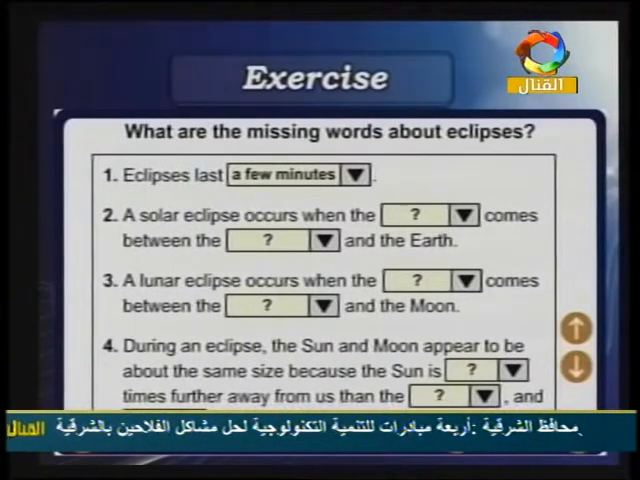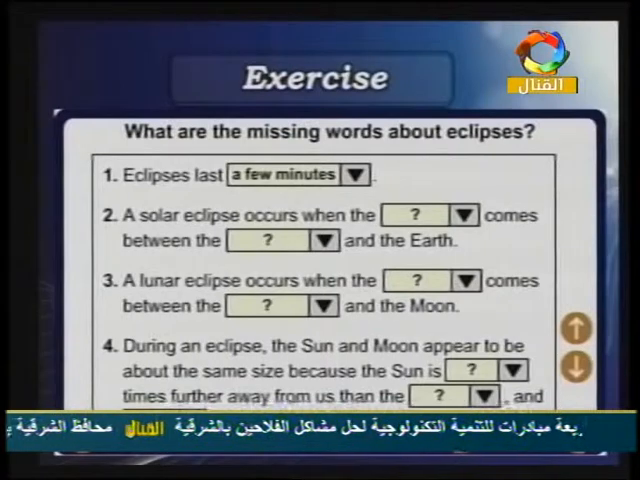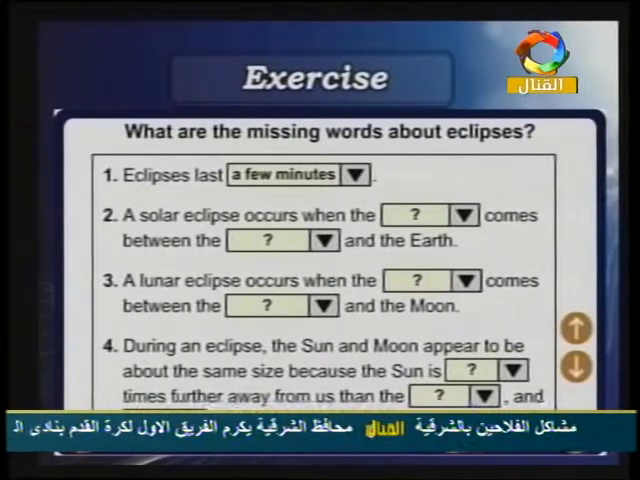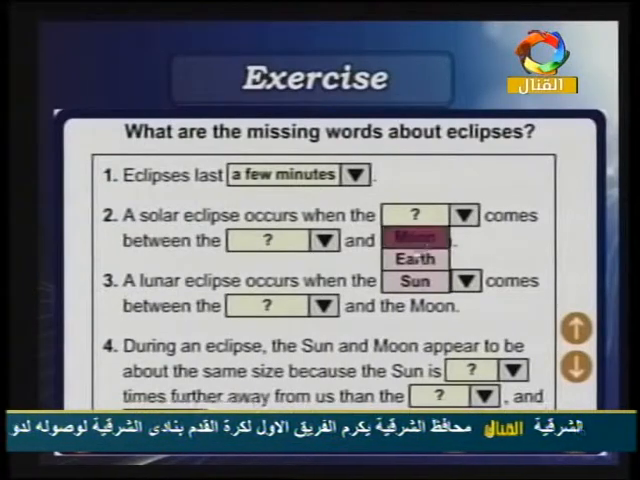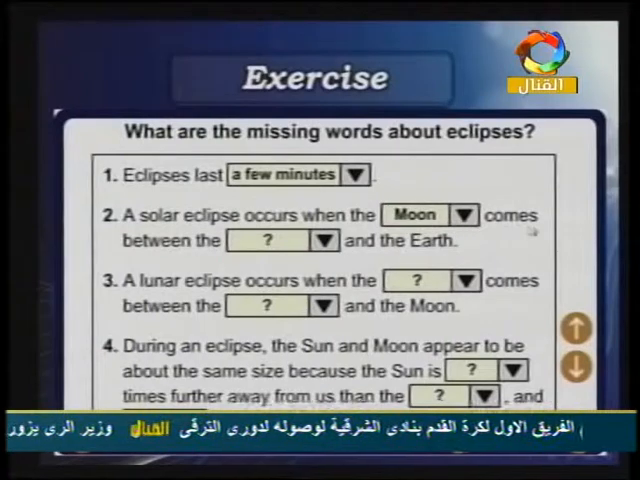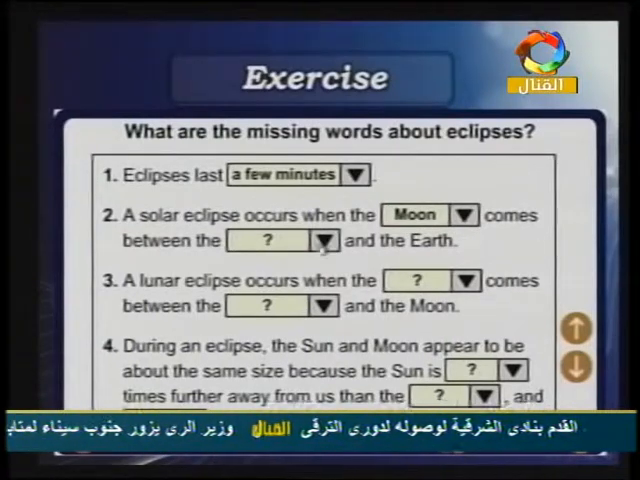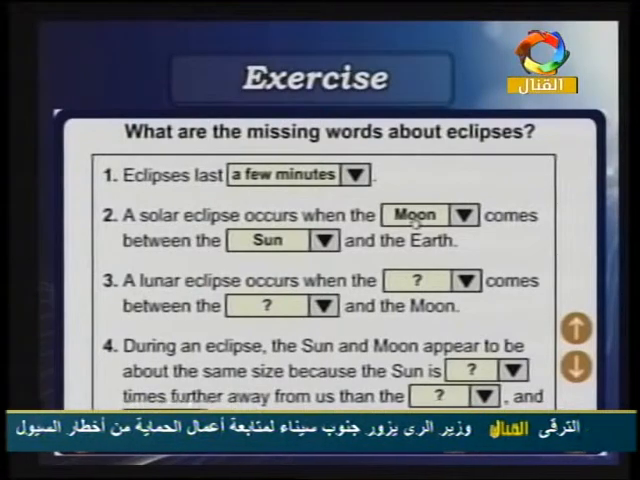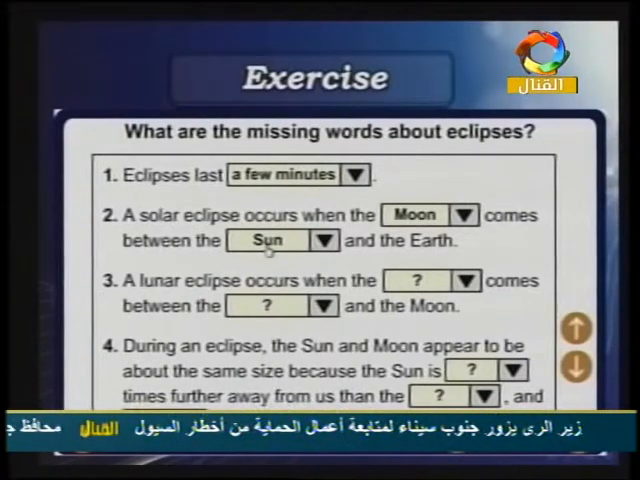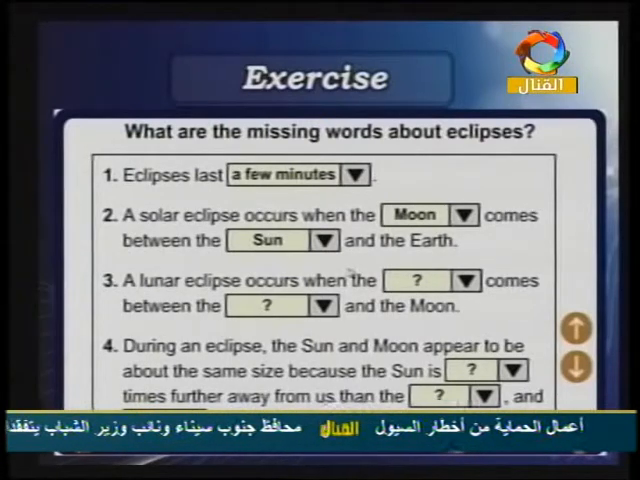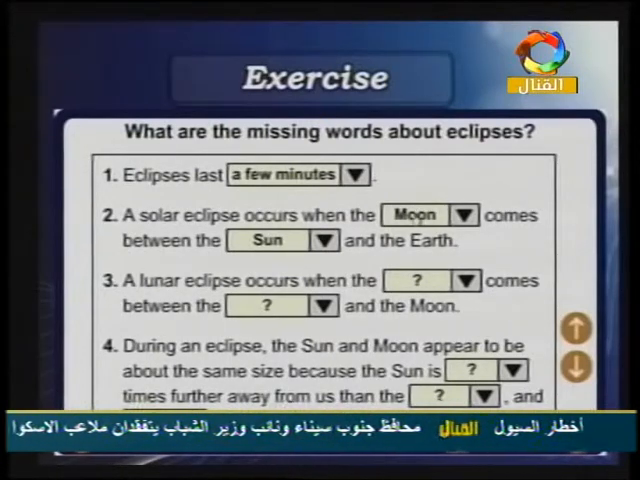The solar eclipse occurs when the moon comes between the sun and Earth. Here we have the three parts. So the solar eclipse means the moon becomes between the sun and the Earth. Why? Because the moon is found between the sun and Earth, so it covers the sunlight from Earth.